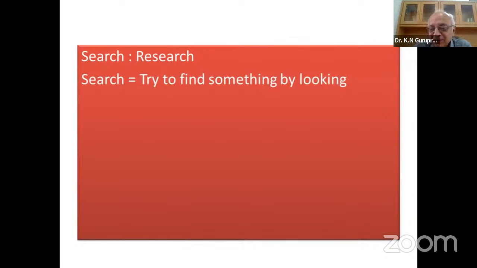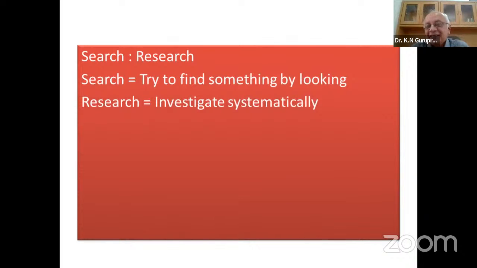Now, I was asking the difference between search and research. So, search is you can just search for anything, try to find something by looking at this, or if you have misplaced or lost something, you look for it. But research is different, since research means to investigate systematically into something. That is research. So when we do research, there has to be some purpose. Now, why do we want to investigate systematically into some subject?